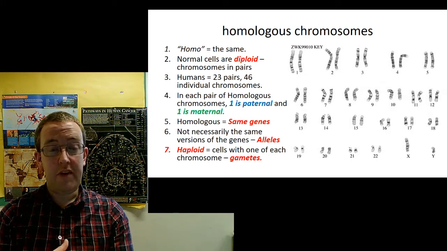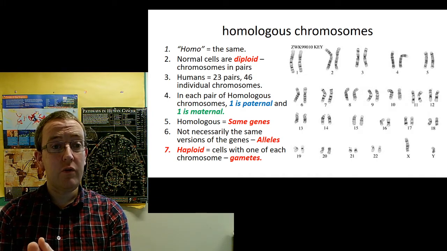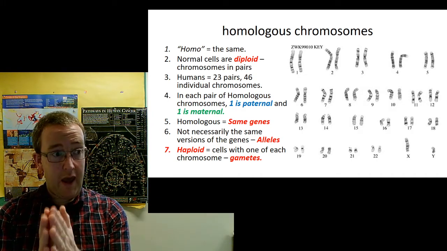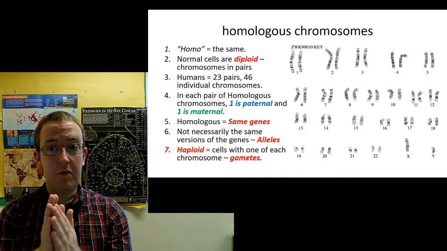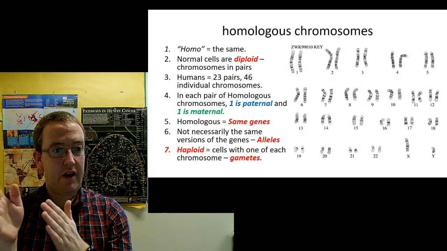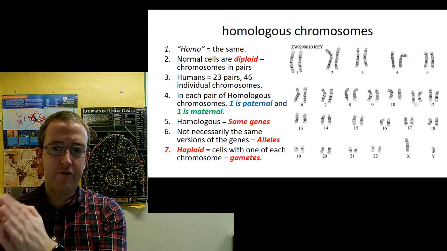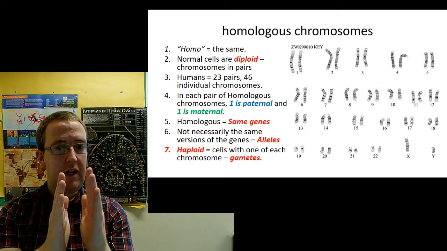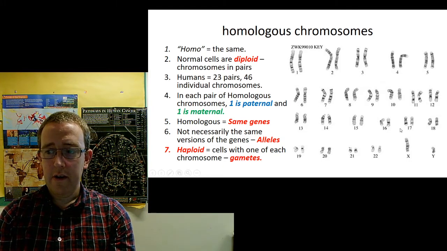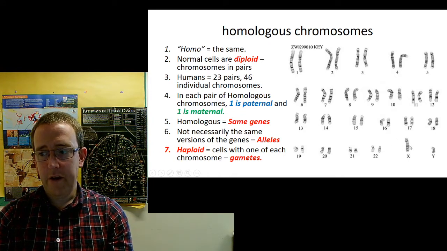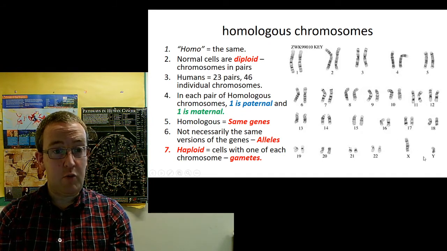Okay, humans, as we've said, have got 23 pairs, so 46 in total. Each one of those pairs has come from a paternal source and a maternal source. So in humans, from your mum and from your dad. Okay, homologous literally means the same genes on each chromosome. So this is what we call a human karyotype here. Now we can tell from this picture, if we look at pair 23 down here, an X and a Y, that this is a human male.